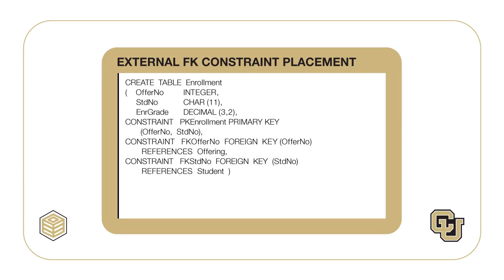This create table statement for the enrollment table shows 3 external constraints. The constraint named PK enrollment defines a primary key constraint for the combination of offer number and STD number. This constraint must be external as it involves multiple columns. The other external constraints involve foreign keys. These constraints can be inline or external because they involve only single columns.